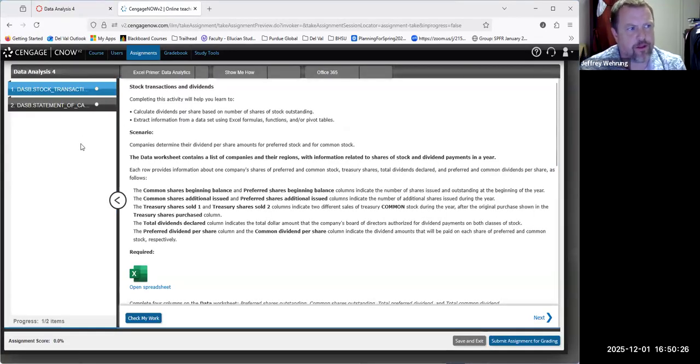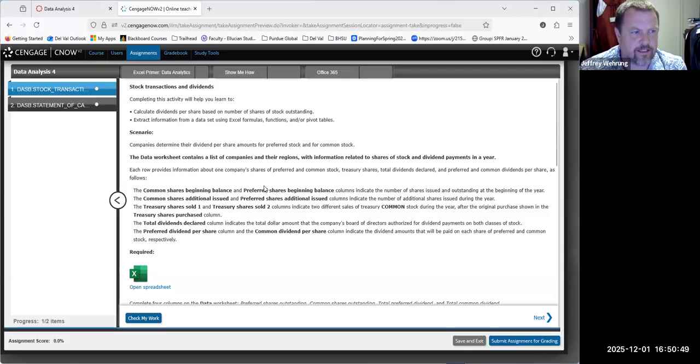So there's only two problems on this. Okay, so let's look at this first one: stock transactions and dividends. Completing this activity will help you learn to calculate dividends per share based on the number of shares of stock outstanding, and extract information from a data set using Excel formulas, functions, and/or pivot tables. Okay. Companies determine their dividend per share amounts for preferred stock and for common stock.